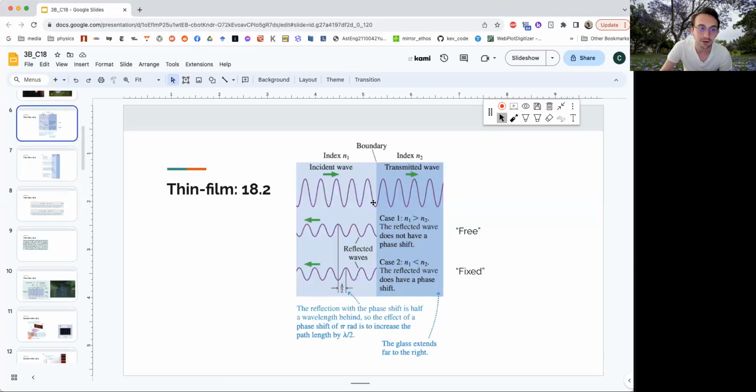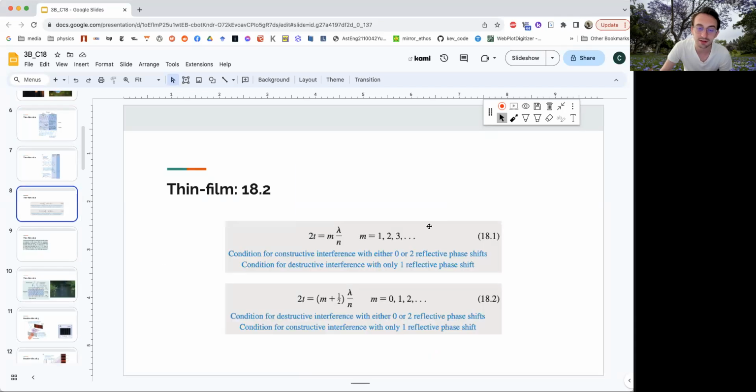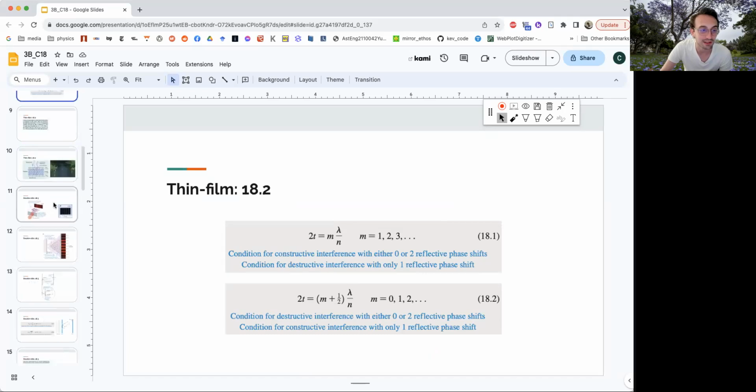And in order to figure out which case we're in, we have to ask ourselves, how many reflective phase shifts are there? So one wave of light will reflect off the top of the film, the other off the bottom. By going back to slide 6 and comparing the indices of refraction on the left and right of that boundary, we can determine if the reflected wave has a phase shift. If there's a phase shift on the front and the back, then we use this set of equations, the first being constructive, the second being destructive. Or if there's no phase shift on the front and the back, we use them the same way, but we flip the use of them if only one side has a phase shift. So go back and watch the previous video if that's confusing for you.